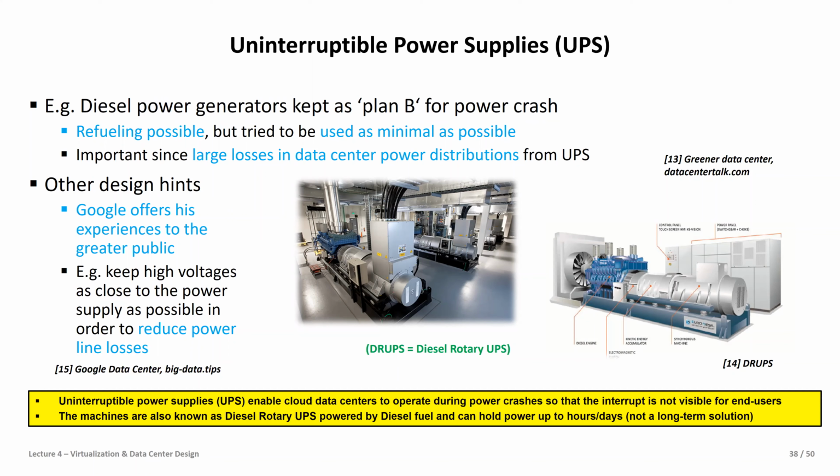One way of getting around this is something called a DRUPS, a diesel rotary uninterruptible power supply, which is a misleading name. It is interruptible, in the sense that the diesel fuel will at some point stop, right? So if you don't refuel the diesel engines, then of course also the data center will stop at some point in time. Hence, this is not really a long-term solution.